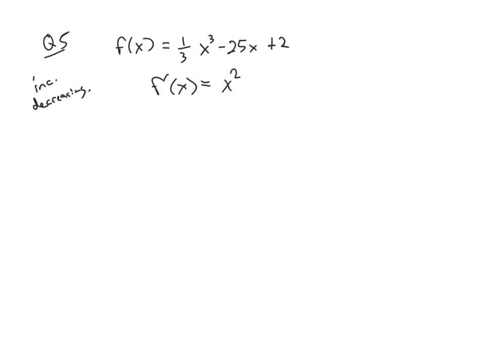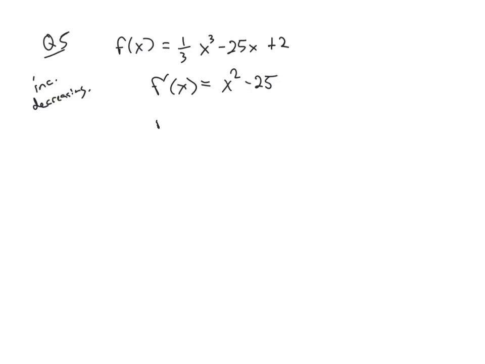And so that's going to leave you with x squared minus 25, right? Because that 2 is going to disappear. So that 2 is gone. All right, so we have our derivative of the original function. So you have f prime.